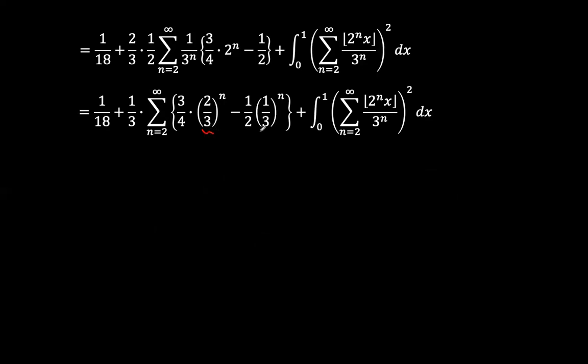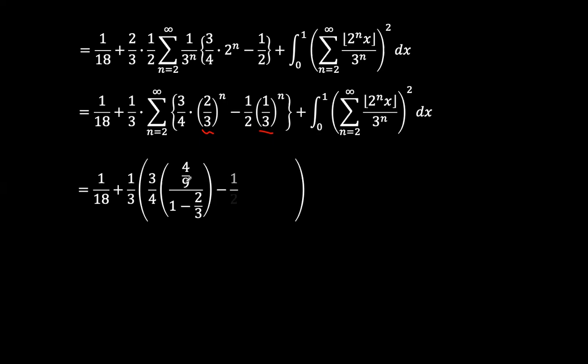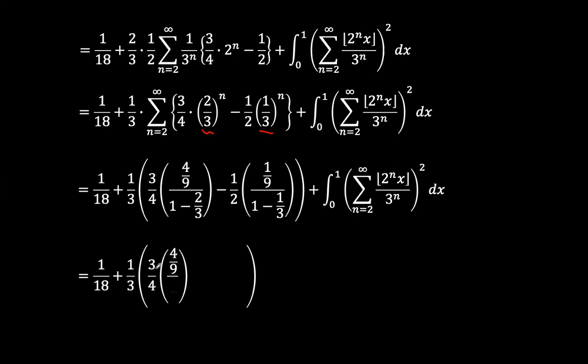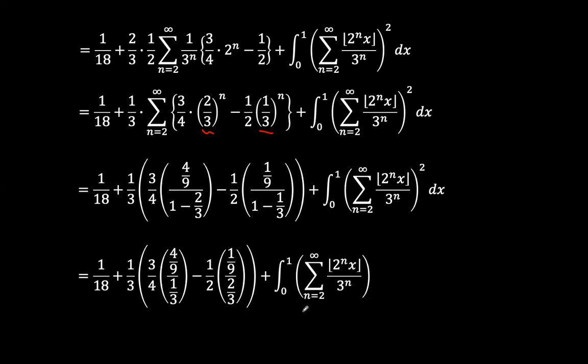So these are geometric series. And so we can use the initial term of 2 over 3 squared, which is 4 over 9, over 1 minus 2 over 3, which is the common ratio. And here the initial term is 1 over 3 squared, which is 1 over 9, over 1 minus 1 over 3, where 1 over 3 is our common ratio. Obviously, the half is kept there. So that becomes 1 over 18 plus 1 over 3 times 3/4 times 4 over 9 divided by a third, minus 1 over 2 times 1 over 9 divided by 2 over 3. And then obviously we're keeping that as it is.